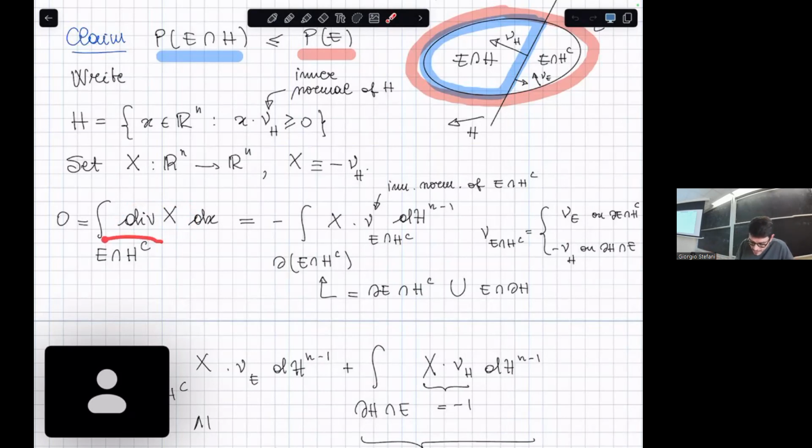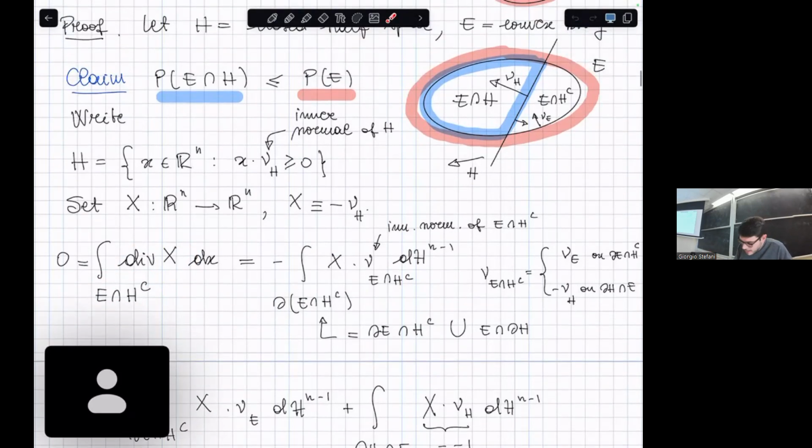So I will integrate the divergence of this vector field in the bit of potato that is left out. So, the divergence theorem, this is probably the most advanced thing I will use in this presentation.